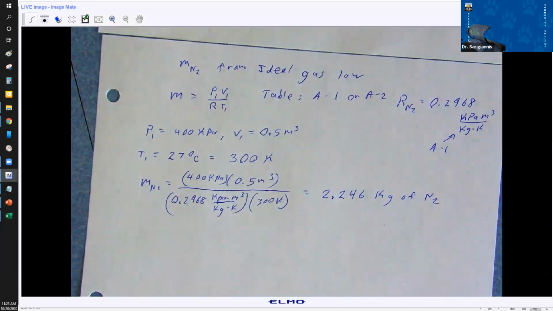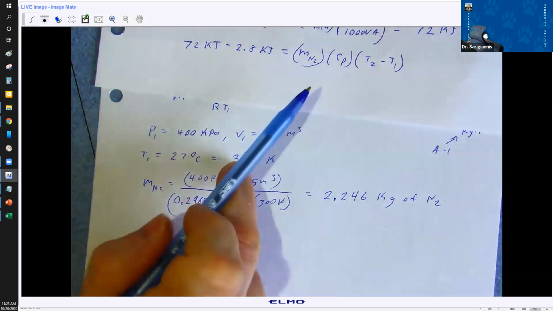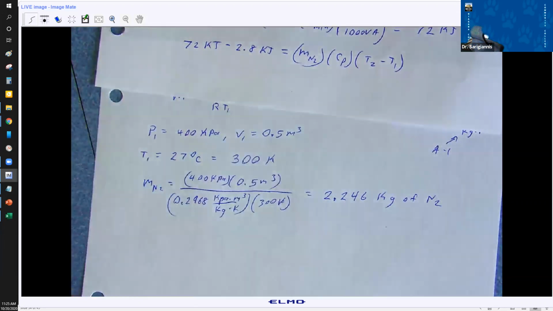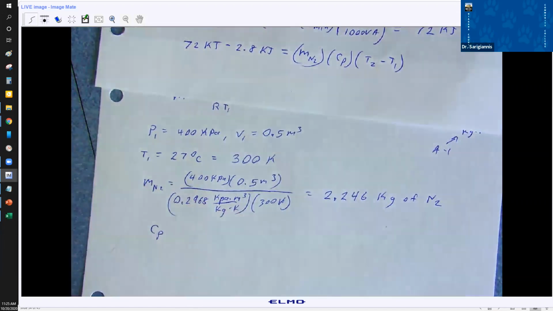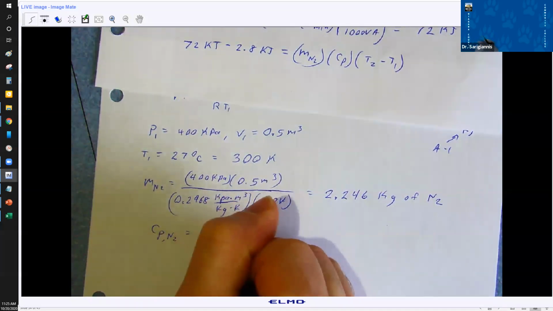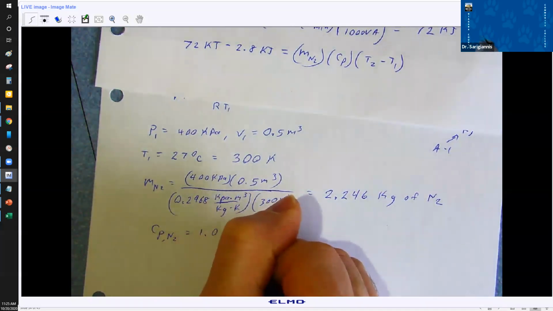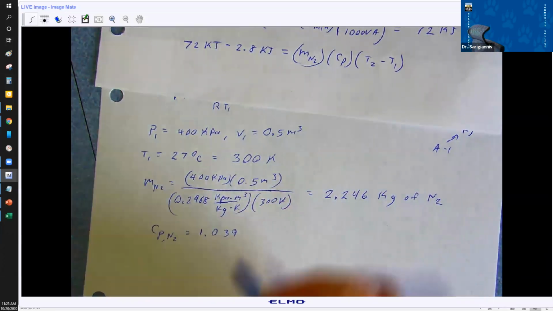And this is the point where you say, what were we doing with this number again? Yeah. So remember, we're solving for temperature 2 here. And I didn't write down the C_P. The C_P of nitrogen is 1.039, and this is in kilojoule per kilogram Kelvin.